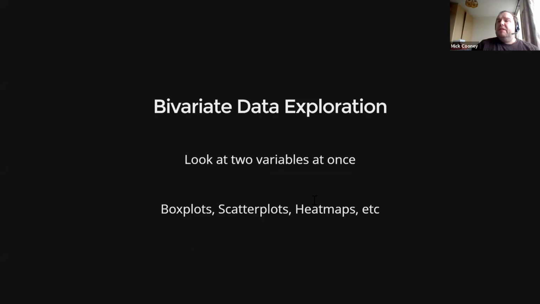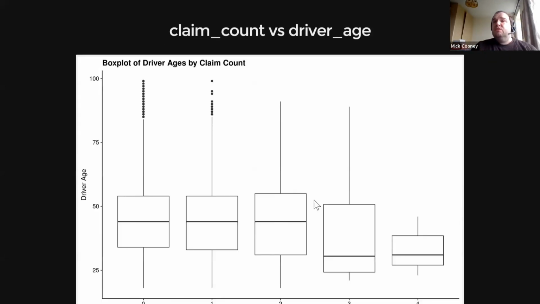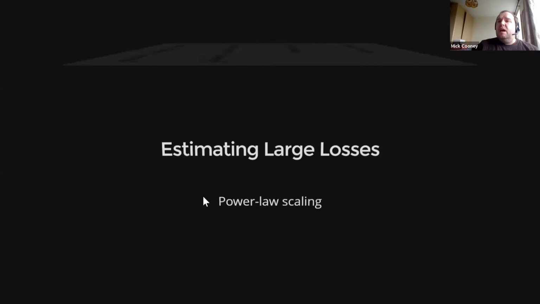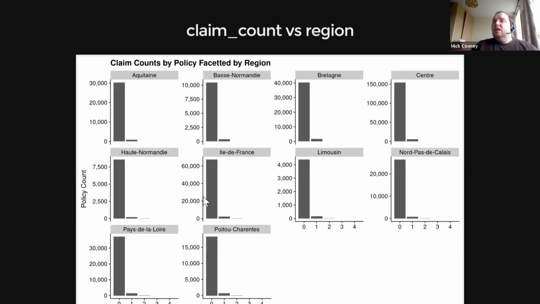And we have the bivariate data exploration, where we're starting to look at two at once. So let's look at driver ages by claim count. If we box by claim count, we can see where all the drivers are, looking at basic box plots. These are all handy, just looking at the regions. And we've done this.